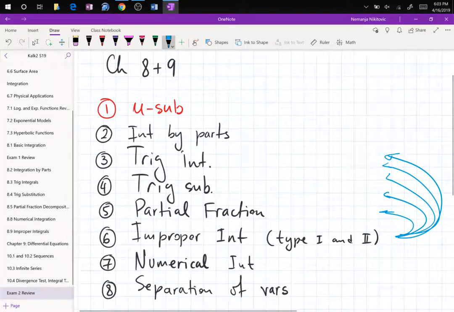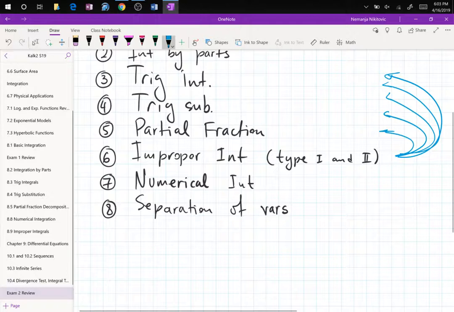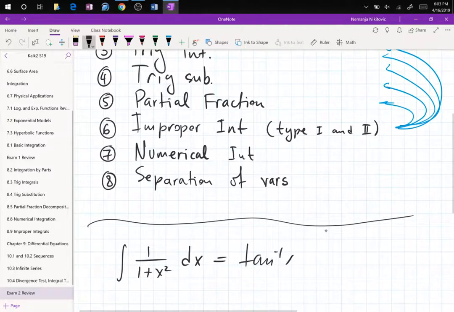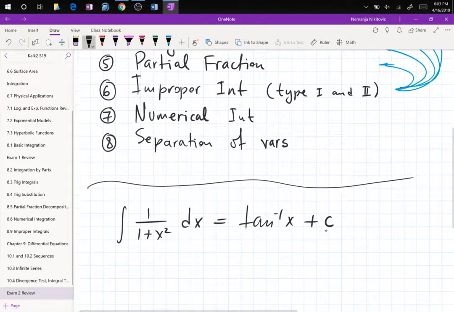All right. Now let's take a look at some examples. Just a quick question. What is the integral of 1 over 1 plus x squared dx? Inverse tangent. Got it. I am on top of that one. Thanks to that guy. All right.